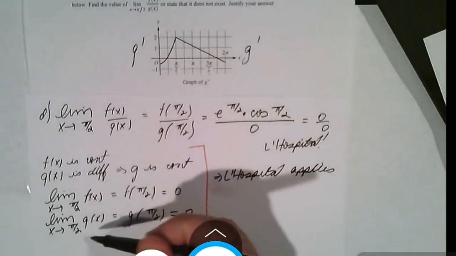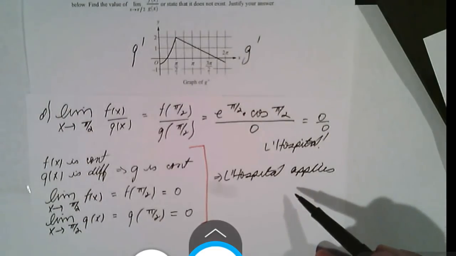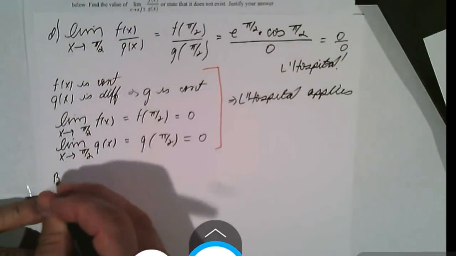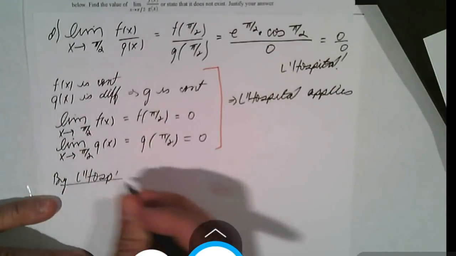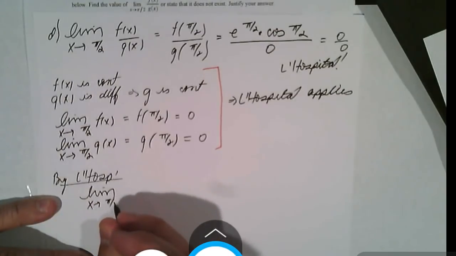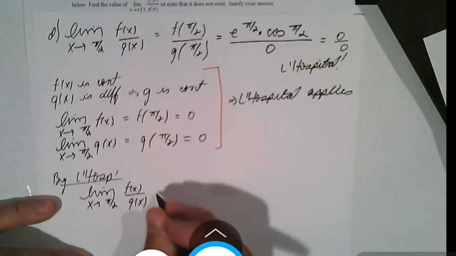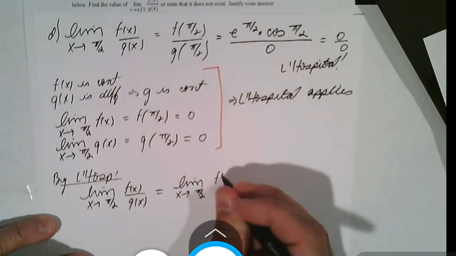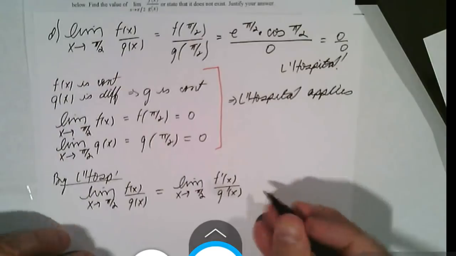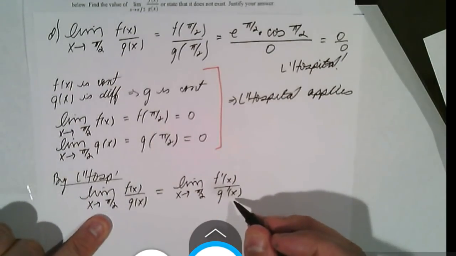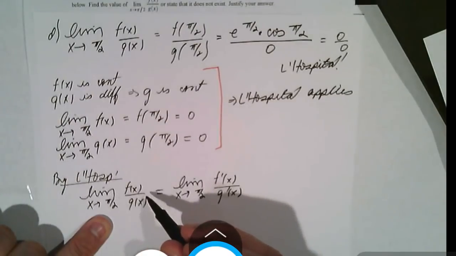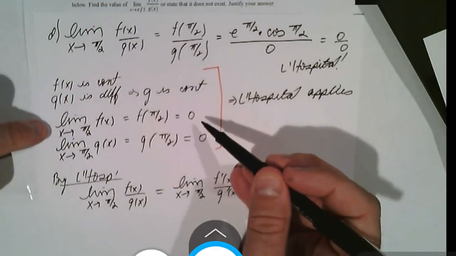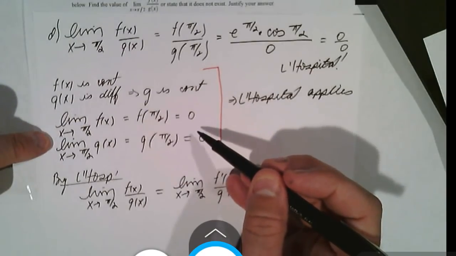Anything less than this work over here, you don't get to use L'Hopital's rule, and they are not going to give you the full point. Well, let's keep going. So we're going to say, by L'Hopital, the limit as x approaches pi over 2 of f of x over g of x is equal to the limit as x approaches pi over 2 of f prime of x over g prime. Not quotient rule. This is L'Hopital's rule. The limit of this quotient is equal to the limit of the quotient of the derivatives because both functions were continuous and both limits are going to 0.